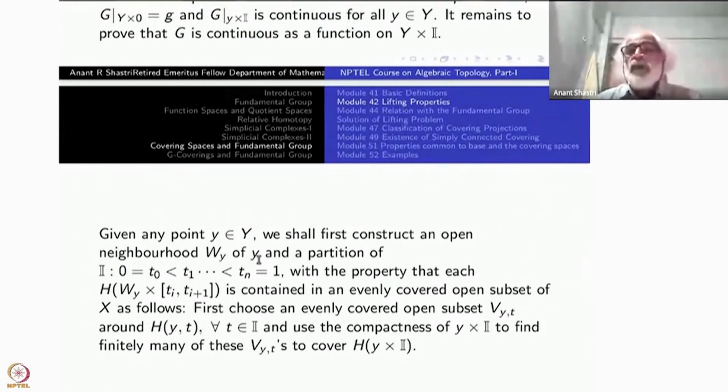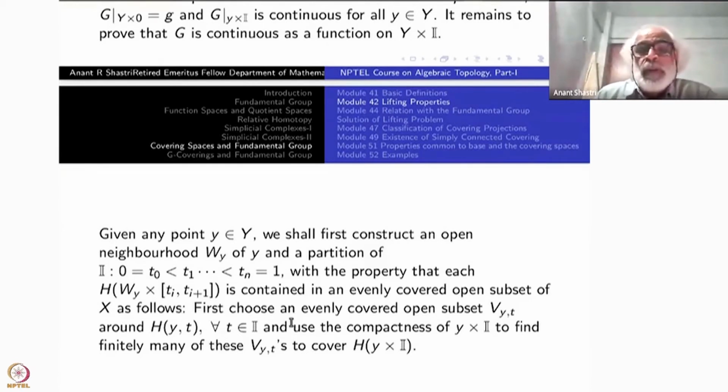So I am finding a neighborhood W of y such that there is a partition 0 equals t0 less than t1 and so on up to tn equals 1, a partition of the interval, with the following property: W cross the interval from ti to ti plus 1, H of this, not G, H is a continuous function, H of this one is contained in an evenly covered open subset of X. So this is what I want to find out. How do I do that?